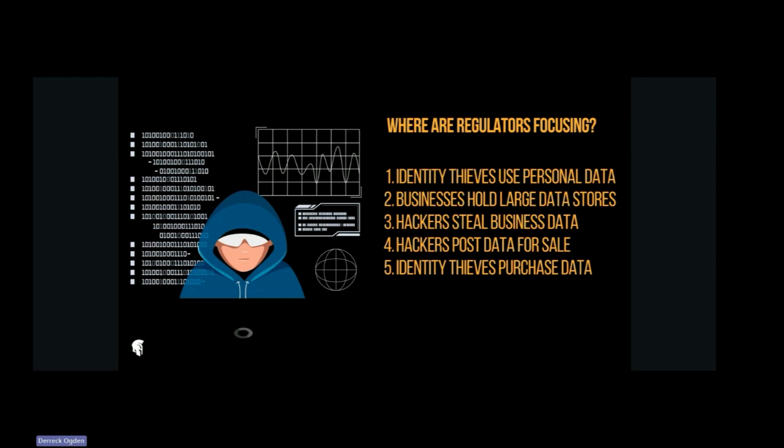What do we do about it? Well, we know where all this stuff is starting, right? Business email compromise, so on and so forth. But that number 2 point right there, the fact that businesses hold large data stores, is what regulators are focused on, because it's nearly impossible to catch identity thieves. It's even more impossible to catch a good hacker, right?